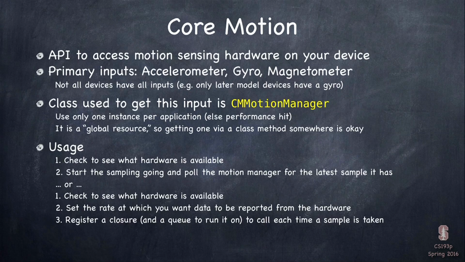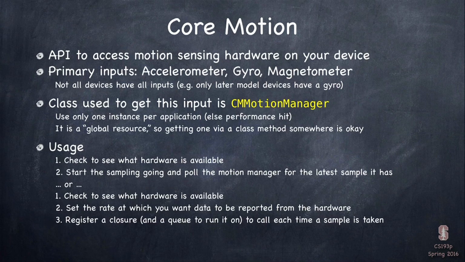In the polling case, you're going to tell the motion manager, okay, I want accelerometer updates. That'll turn it on, and then you just ask it, what's the current accelerometer? Anytime you want, you can ask it. You're polling it, basically asking it. So that's one way. It's rare that you would do it that way.